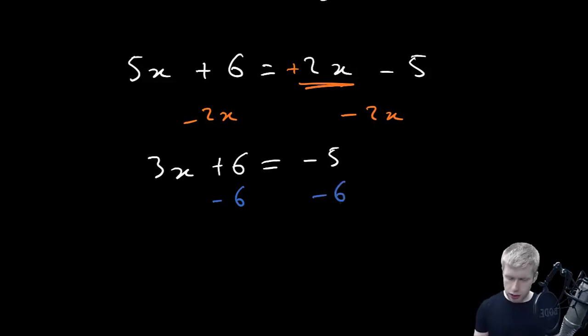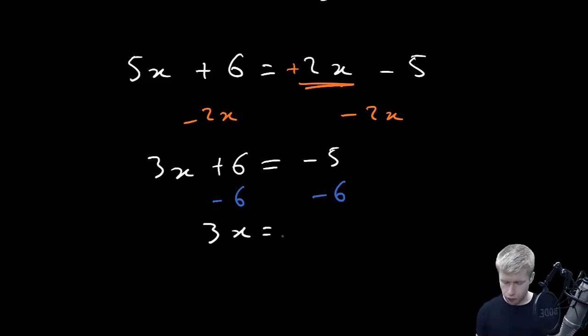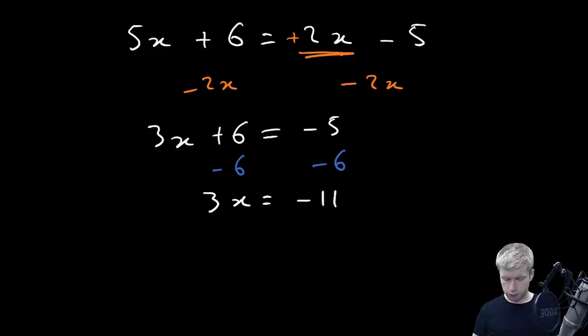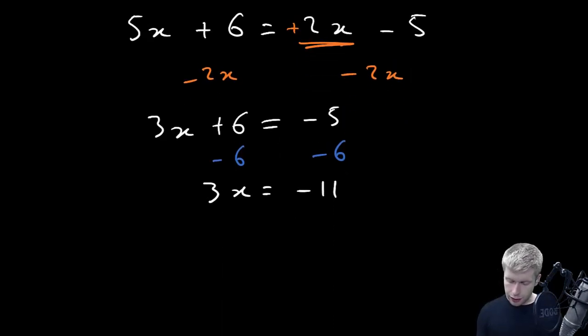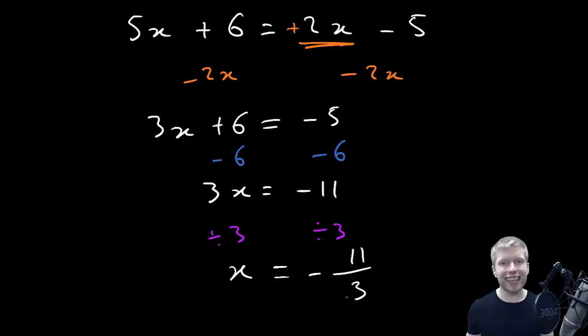You can write out the chain to convince yourself of that. So on the left-hand side, I'm just left with 3x. And on the right-hand side, negative 5, take away 6, gives me negative 11. Okay, and then the next thing I should do in my chain should be to divide both sides by 3. So if I divide both sides by 3, I'm left with x on the left-hand side, and on the right-hand side, I could sit there and stress about 11 divided by 3, or negative 11 divided by 3, or I could just write it as negative 11 over 3. It's the same thing, right?